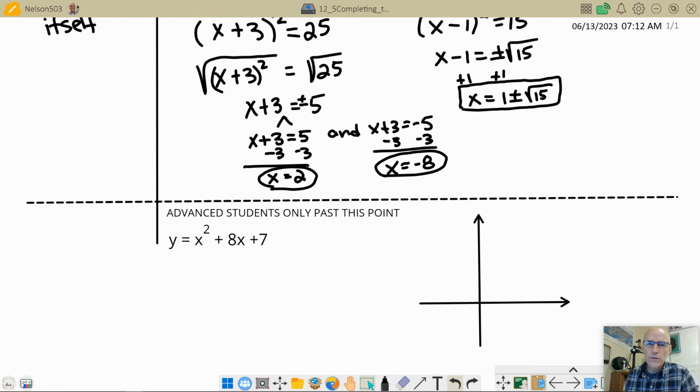Only advanced students past this point. So if you feel like this is going to be too much for me, stop watching, go back, check your homework, ask me questions on the stuff up above. But we're going to try to figure out how you could use that completing the square process to help you figure out the graph, right?